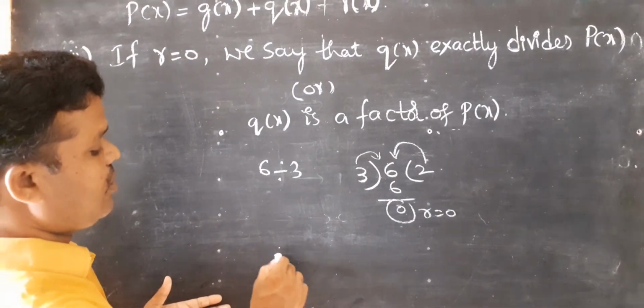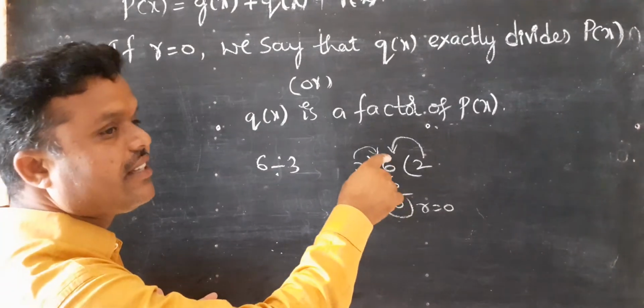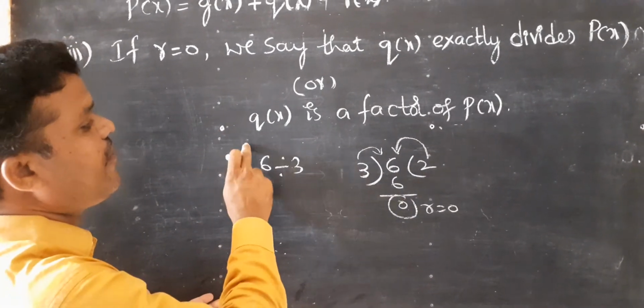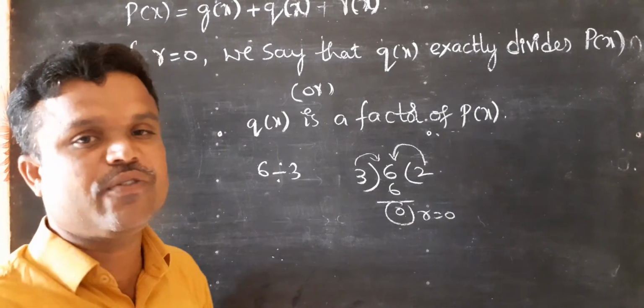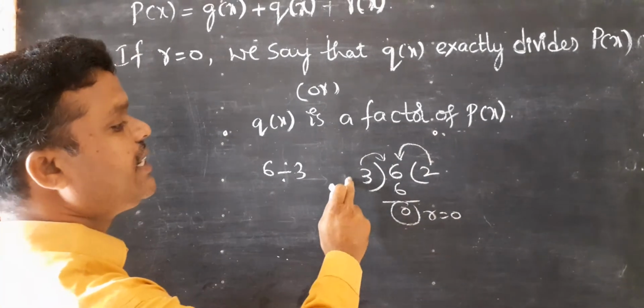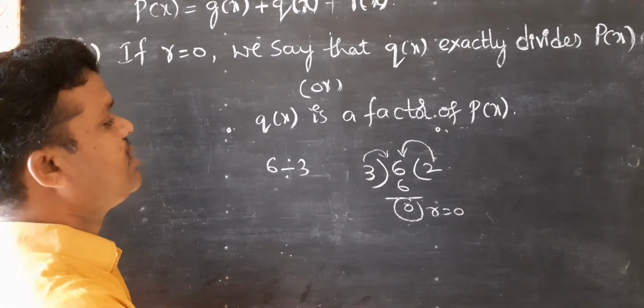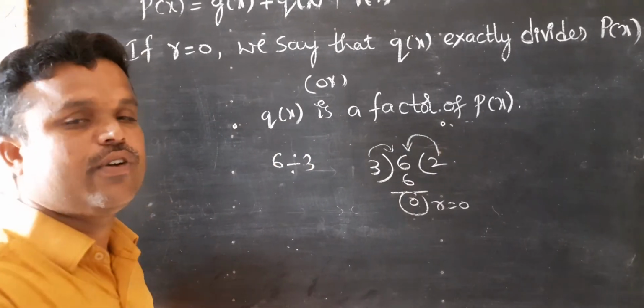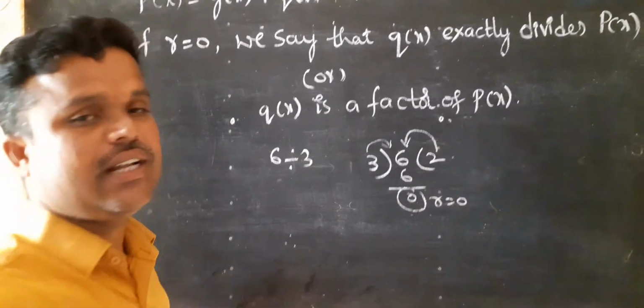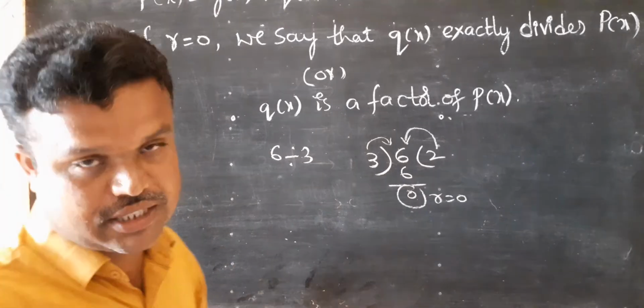So therefore whenever the remainder is 0, g of x and q of x are factors of p of x. Both 3 and 2 are the factors. So here q of x is a factor of p of x. By this we can understand the factor concept also.